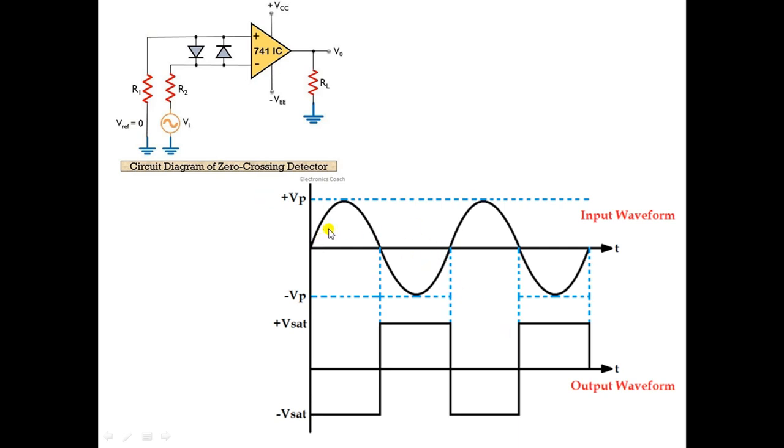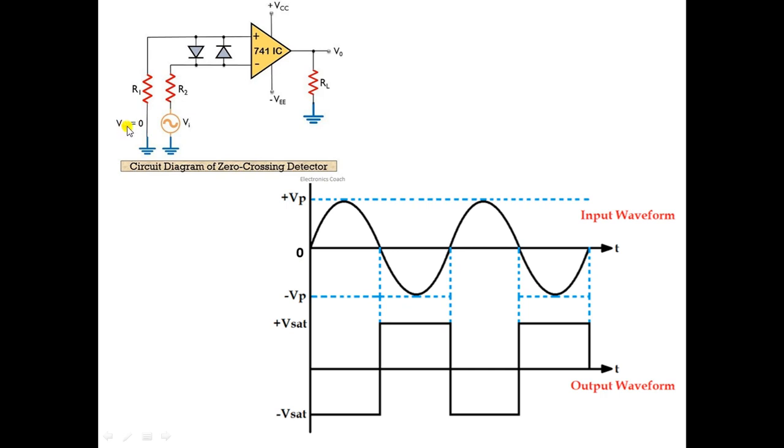This is our input waveform, the input voltage V in. So this is your sinusoidal input waveform, and at the output you are getting a square waveform. So the sine waveform is getting converted into a square waveform. That is why it is called a sine to square wave converter. Let us see how this magic is happening.